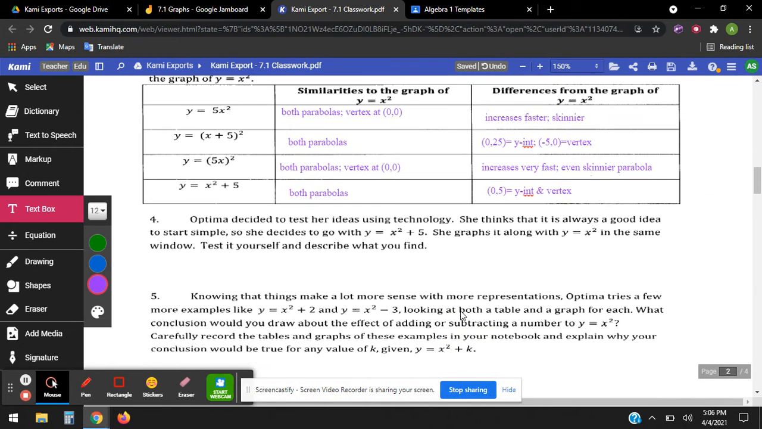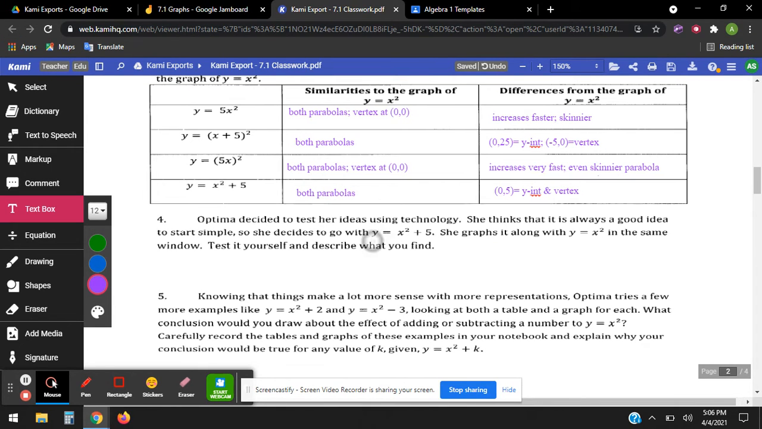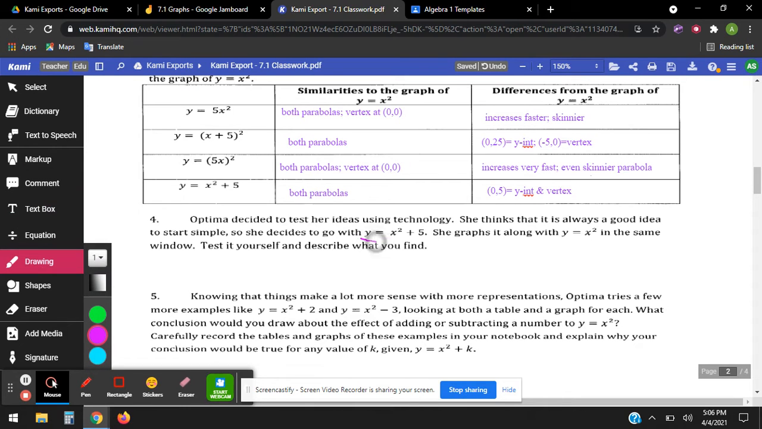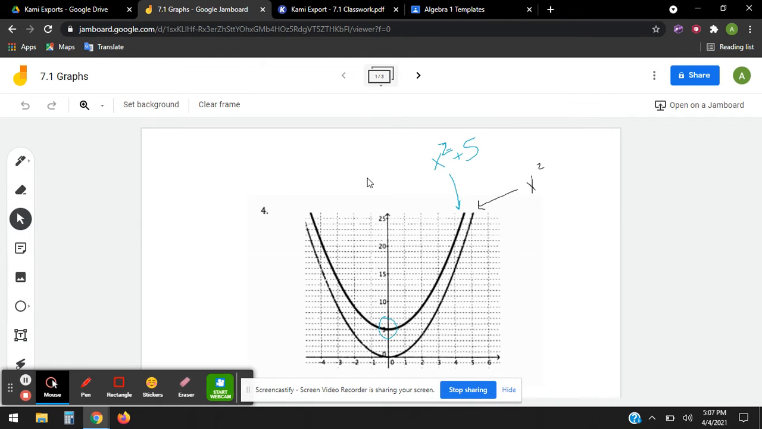All right, so Optima decides to use technology to figure this out, to test these. She thinks it's a good idea to start simple. So she just starts with y equals x squared plus 5, and with her y equals x squared in the same window. So we'll see what we find. I've actually already graphed this, pretend like we've used technology. So here we've got the x squared, right? Down here, 0, 0, 1, 1, 2, 4, 3, 9, moving up that way.